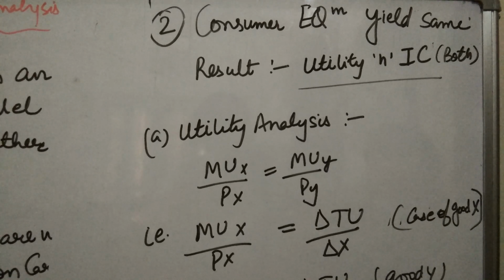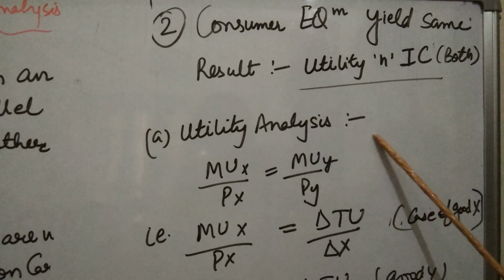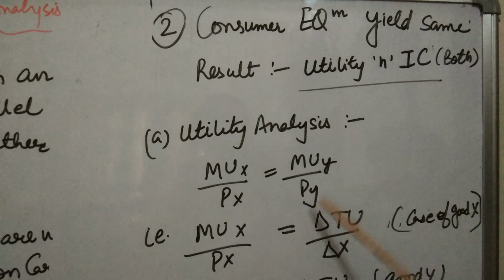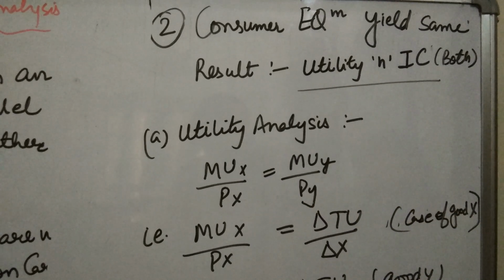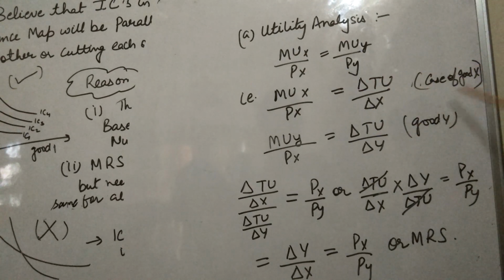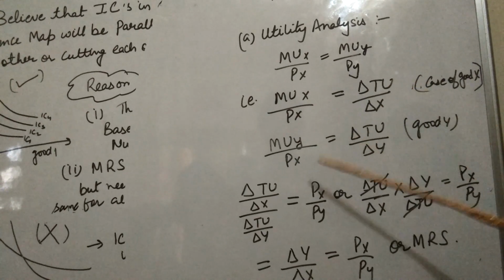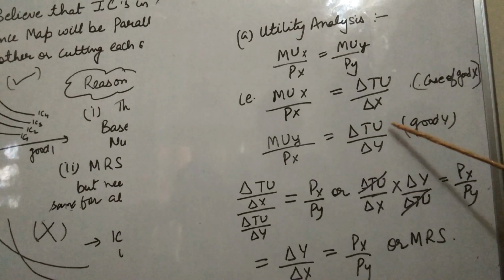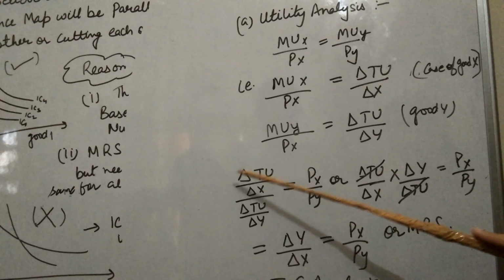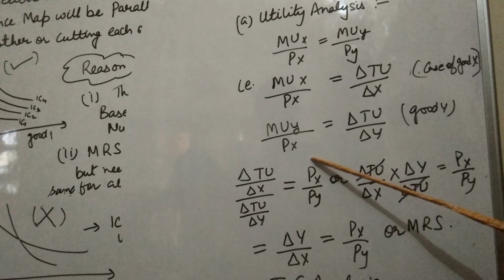Let's take an example here. Talk about utility analysis. What is utility analysis? The consumer equilibrium point is MUX by PX equals MUY by PY. This is the condition for equilibrium. Now decoding this, MUX is the change in total utility in terms of change in good X, and similarly MUY is the change in total utility in terms of good Y. If you place these values in the formula, you will get change in TU by change in X, divided by change in TU by change in Y, equals PX by PY.